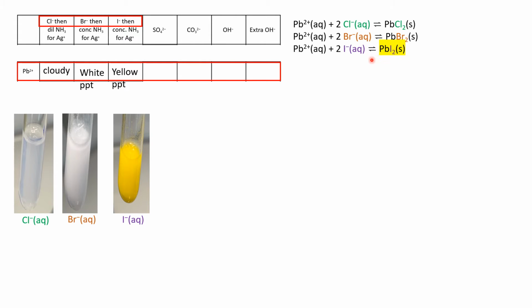And just to emphasize the point, I put a little yellow box around the lead iodide. If you see a nice bright yellow precipitate, and there's a chance that you had lead ions and iodide ions, lay a bet that it was lead iodide.